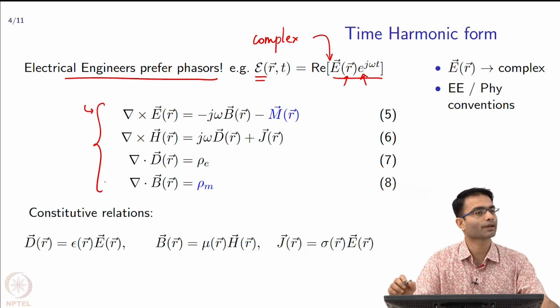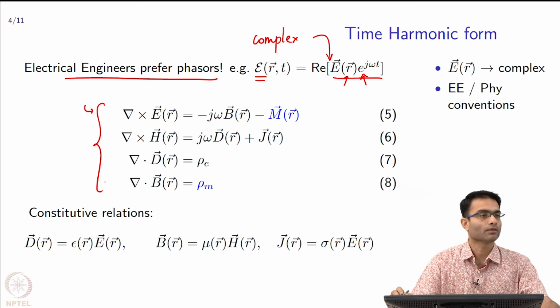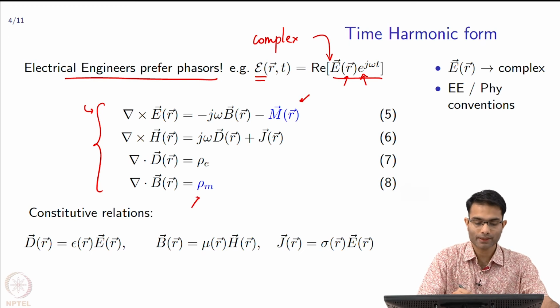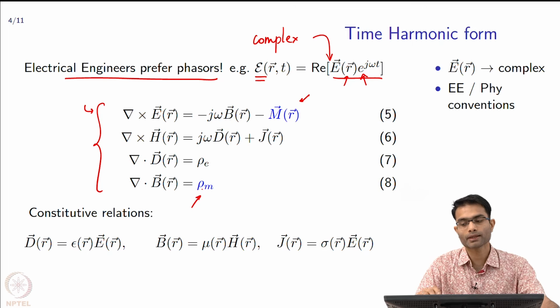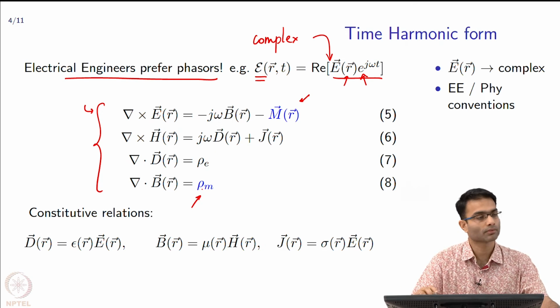I am not writing the continuity equation anymore because it is understood. I have retained the magnetic current and the magnetic charge, keeping in mind that they are not physical quantities. They are introduced for mathematical convenience. So, if someone asks you what equations are valid in the lab, you will drop the blue terms.